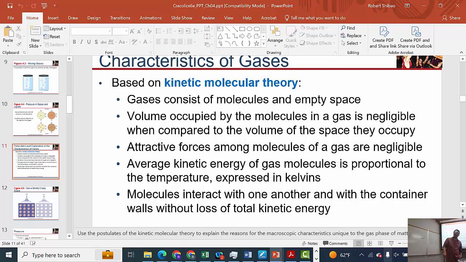For example, helium forms atoms as particles. Neon, the same thing, atoms. So molecules is just used loosely here. It should be kinetic particulate theory instead. But we just use molecules to represent things, whether they're atoms or molecules or particles. Gases consist of particles and empty space. The volume occupied by the particles is negligible when compared to the volume of the space they occupy.